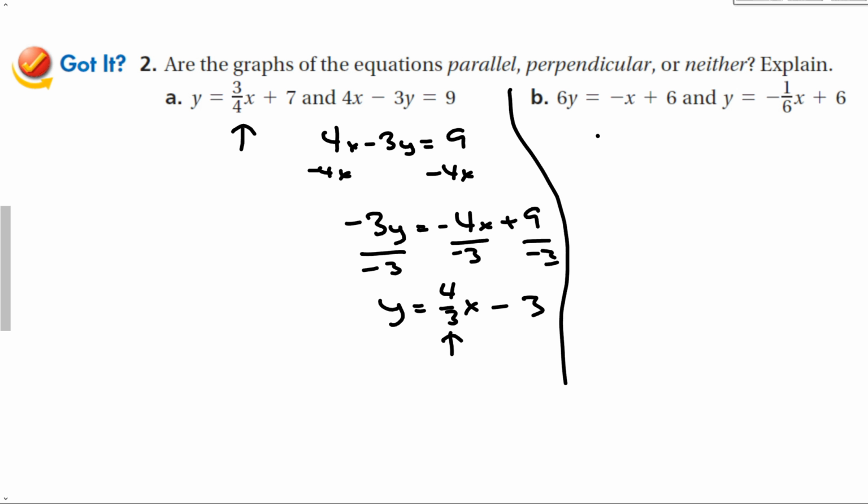Let's look at this one. So 6y minus x equals -x plus 6. Divide everything by 6. And we have y is equal to 1/6x plus 1. And again, these two slopes are not the same. One's positive, one's negative. So, wait, whoops. What am I doing? Why did I divide by a negative 6? I don't know. So if we divide everything by a positive 6, and yes, now these two are the same. They are parallel.